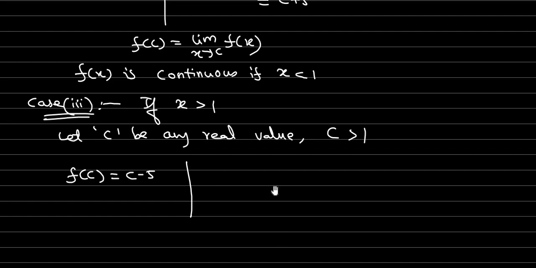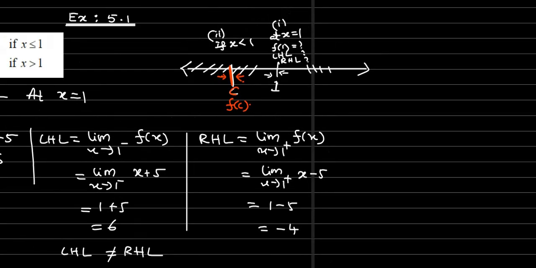Now for the left hand limit and right hand limit, let's take any value, like 10. 10 is greater than 1. The values close to 10 on this side, like 9.99, and on this side, like 10.1, are both greater than 1. So greater than 1 means we have to take the second function. Here, for understanding purposes, I have taken 10, but actually we must use c only.